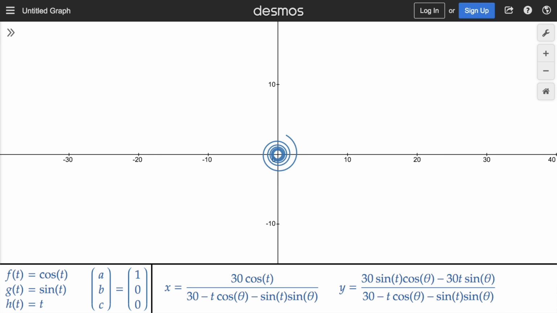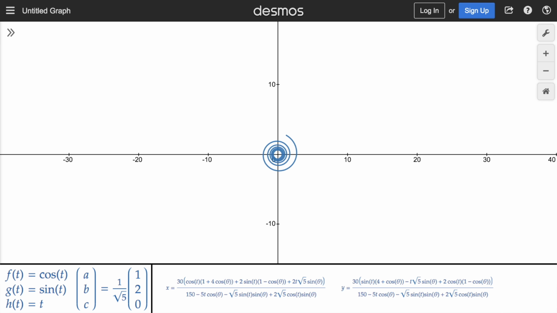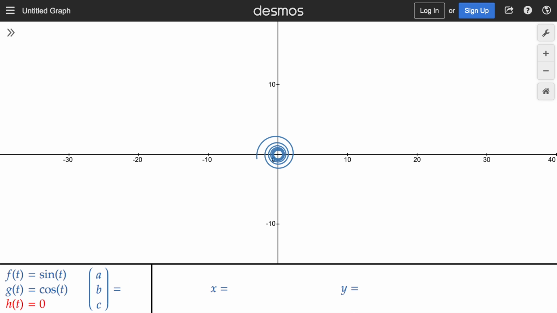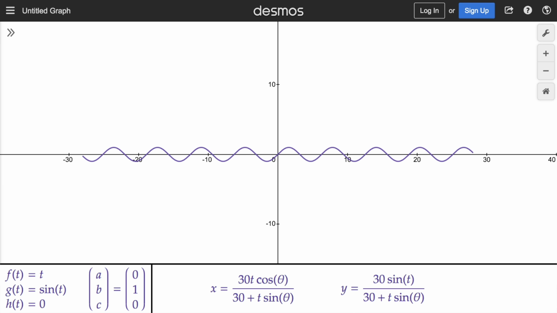Can we change the rotation axis? Let's see. Let's try b equals 2. Don't forget to normalize. And... nice. It doesn't have to be a 3D graph though. Just set h of t equal to 0, and we can get back our original 2D graphs from before. For example, here is our good old sine wave, spinning around the y-axis.